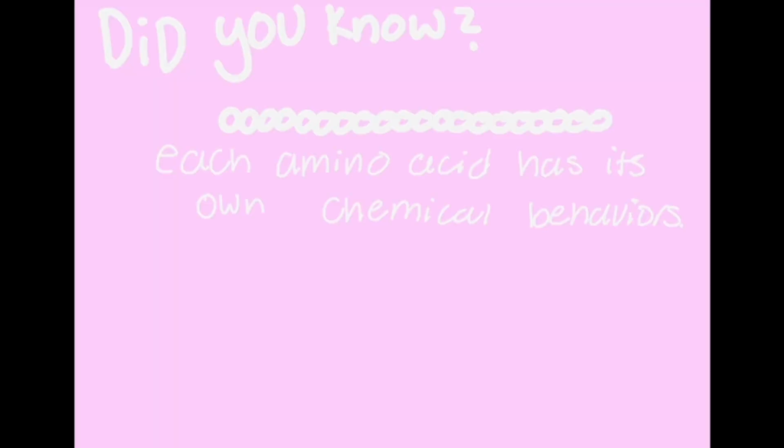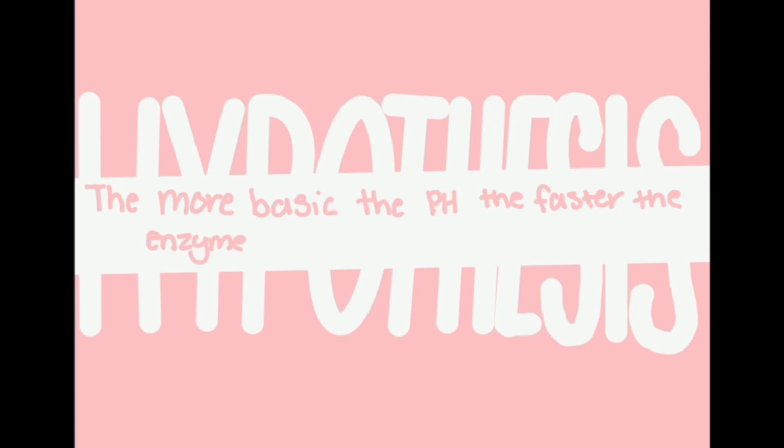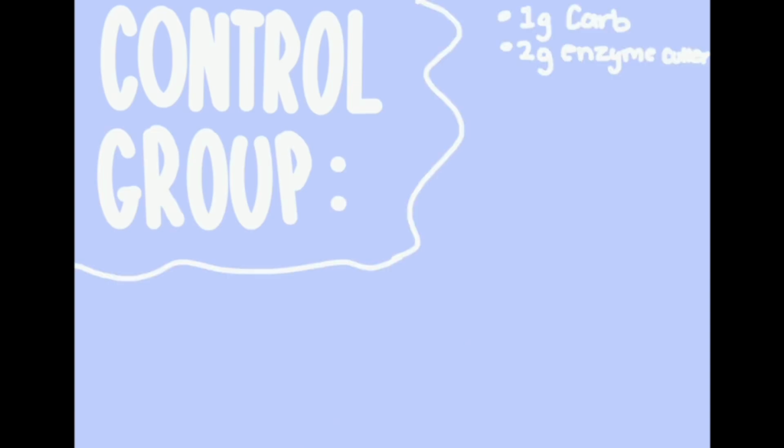Did you know each amino acid has its own chemical behaviors? Now back to our experiment. Our hypothesis was that the more basic the pH, the faster the enzyme deactivates its target. Our control group for this experiment was 1 gram carb, 2 gram enzyme cutter, 25 milliliters of water, 3 milliliters of Benedict's, and that equaled a pH of 9.